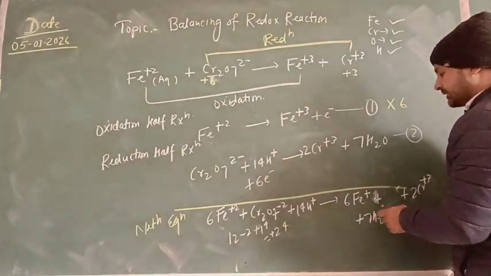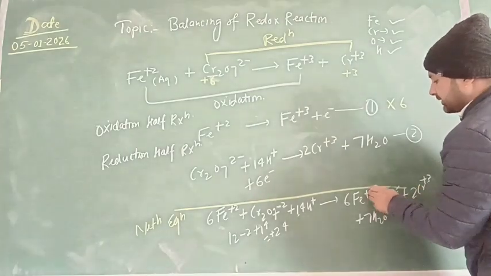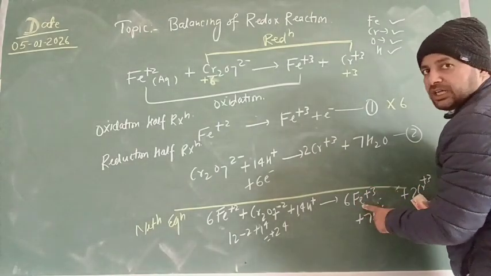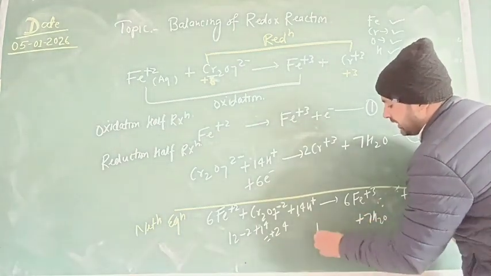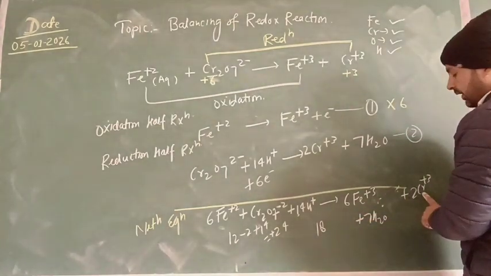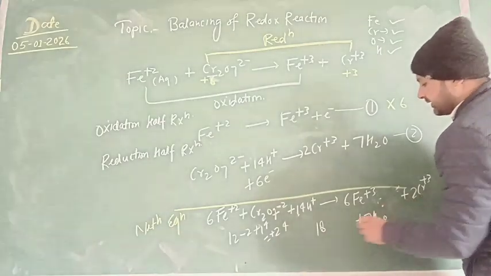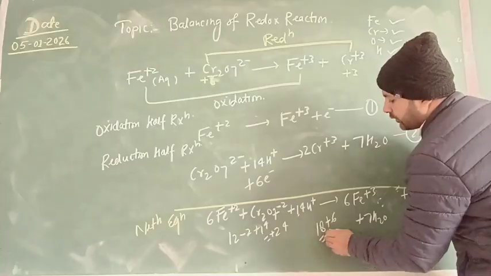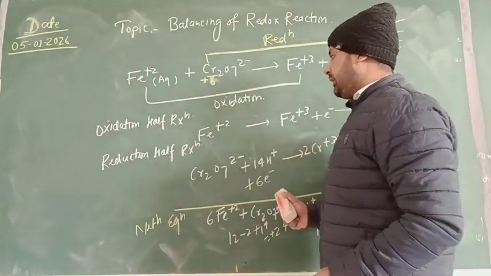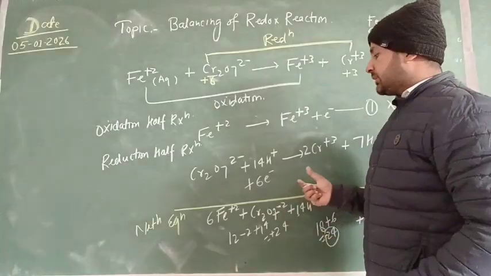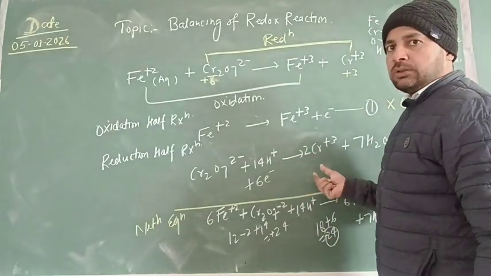Okay. On this side, this is Fe3+. One iron atom has +3 charge. There are 6 iron atoms. The total charge is 6 times 3, 18. And one chromium atom has +3 charge. There are 2 chromium atoms, so the total charge is 2 times 3, 6. The total charge is +24. So we can see the number of atoms on both sides are equal and the charges are also equal.